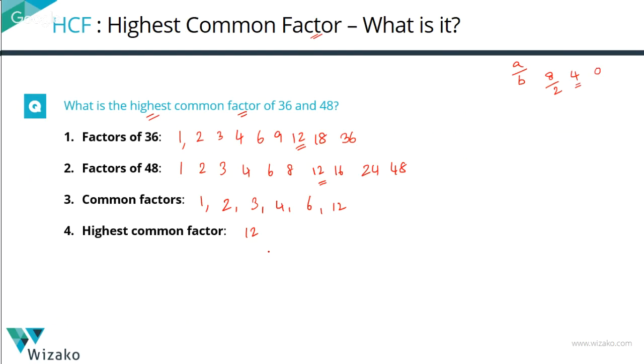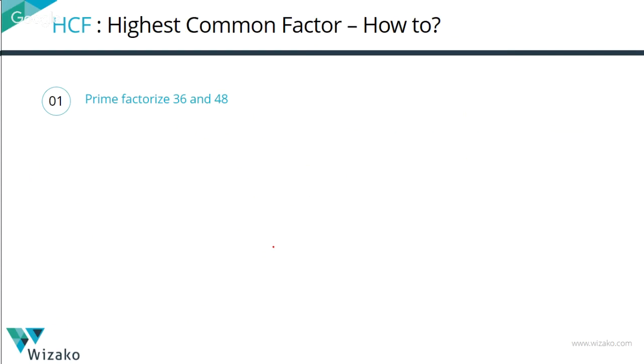Obviously, this is not the best way to find out LCM and HCF of numbers. Let's look at an alternative way to approach and find out the HCF. As with most things in number properties, your starting point is always going to be prime factorizing numbers. Let's start by prime factorizing 36 and 48. 36 is a 6 into 6. 6 is not prime. We can write it as a 2 into 3. So 6 into 6 becomes 2 into 3 into 2 into 3. That's nothing but 2 square into 3 square.